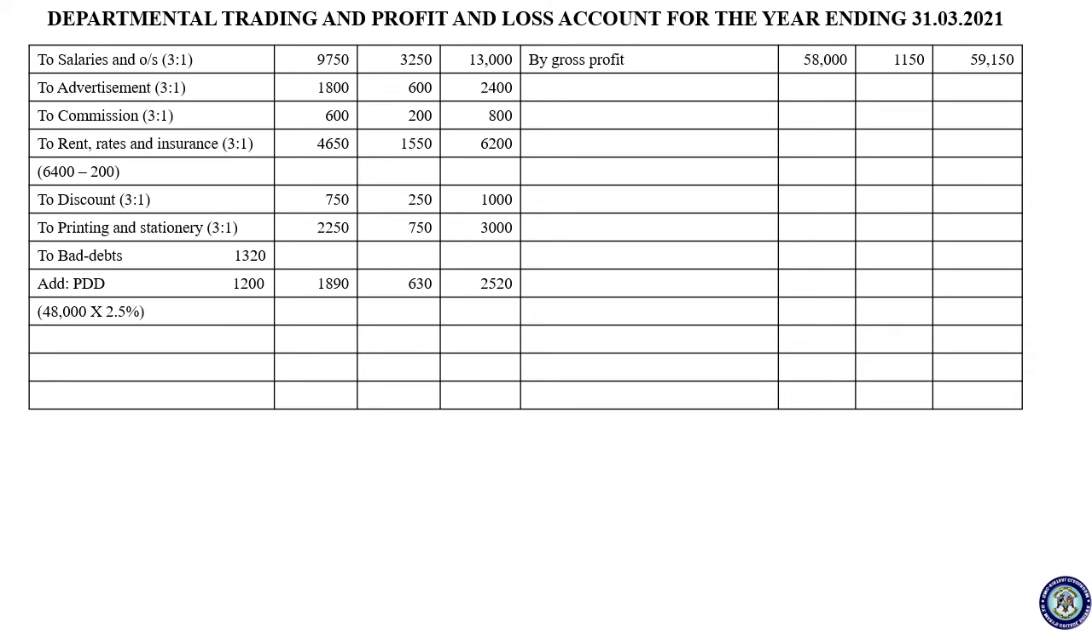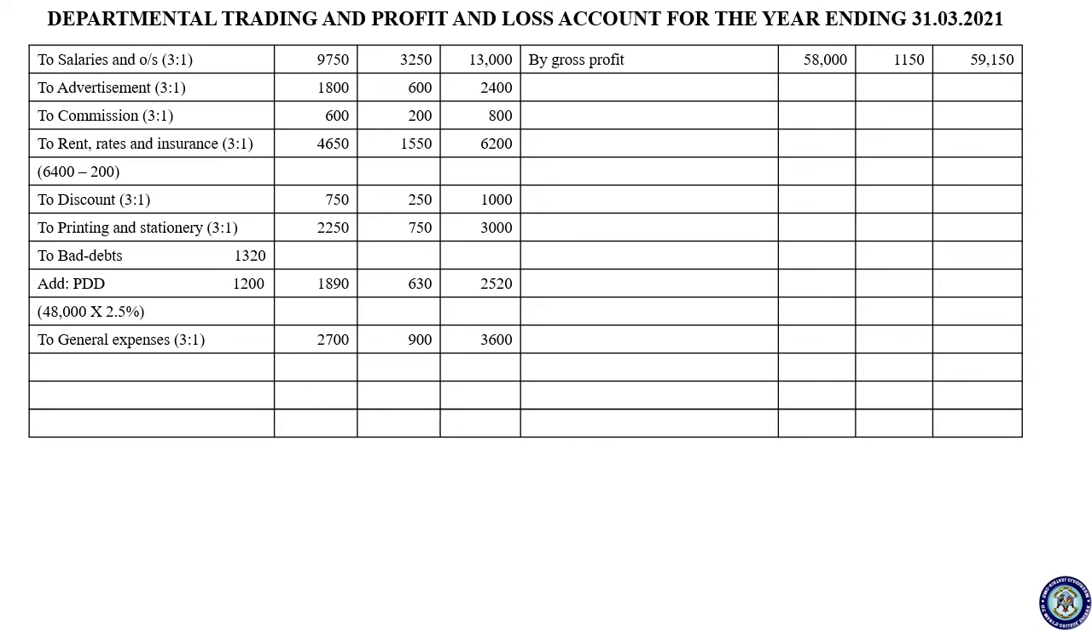Next we have one more item, the last item, that is depreciation. Sorry, before that we have general expenses, then depreciation. So general expenses are 3,600 in the ratio of 3:1. Depreciation is 5% on machinery. The total value of machinery is 1 lakh. On that, 5% comes to 5,000.